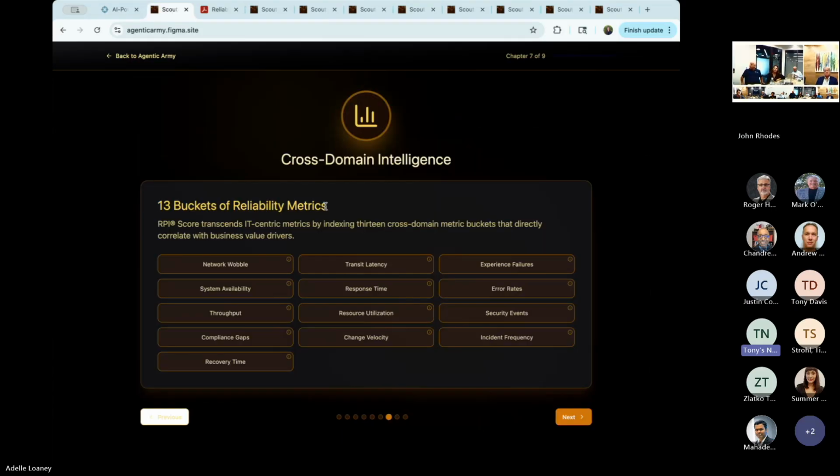Sure. And again, the focus here is 13 buckets across different information sets: application data, network data, infrastructure data. If you're doing any kind of monitoring, you have data flying in from a million different places, and we try to take that information and combine it, and give it an overall ranking or a score from which we can then move forward.